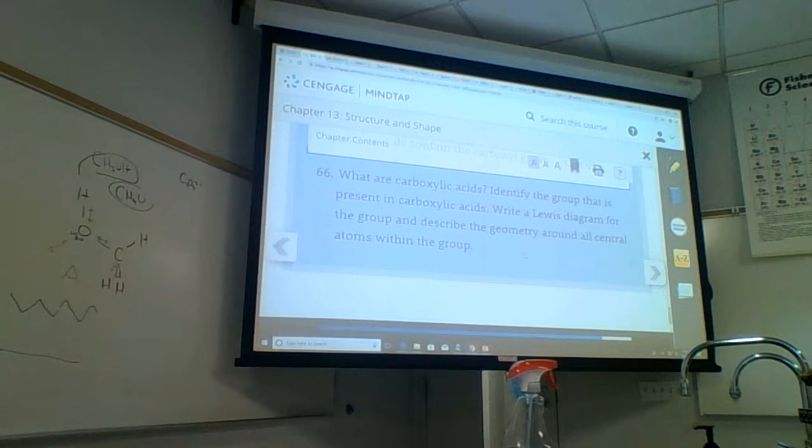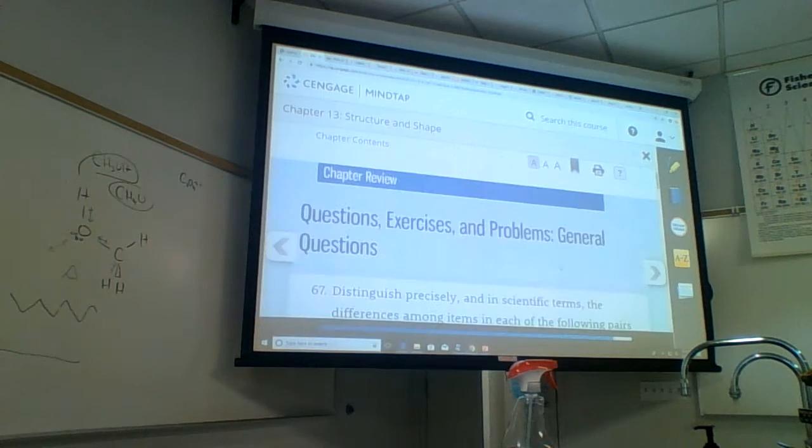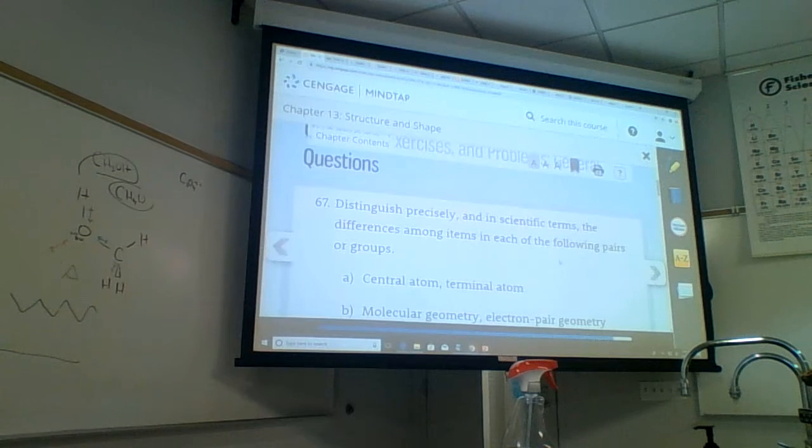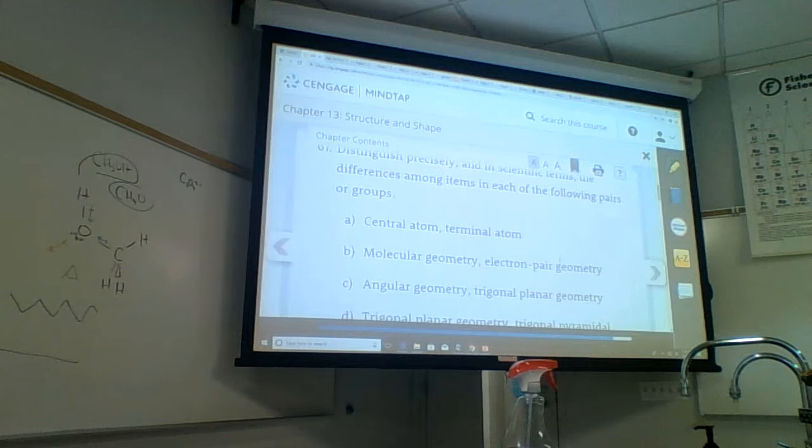But they're talking about that carbon that they're referring to in this particular question, but there are two central atoms in this, so we do them each individually. Distinguish precisely and in scientific terms the differences between the central atom and terminal atom. This one has two central atoms. Each central atom we have to do. Central atom bridges atoms. Hydrogen is a terminal atom, like that there.